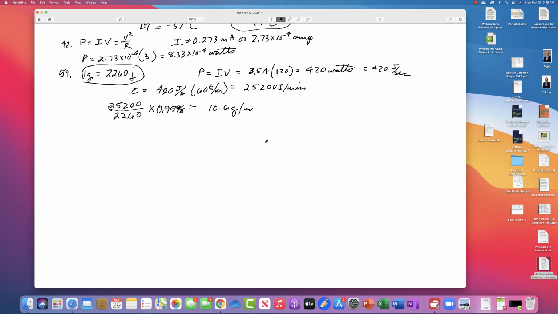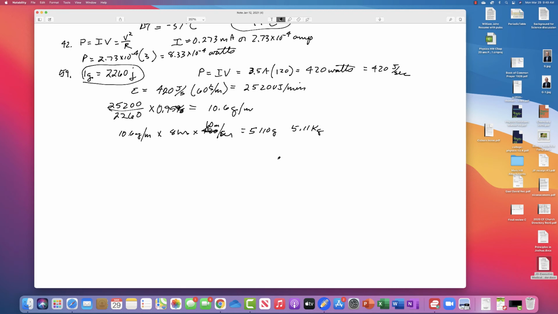Then it says if you do that for 8 hours, so 10.6 grams per minute times 8 hours, and an hour is 60 minutes, so that's 480 minutes times 10.6. That's going to give you approximately 5,110 grams of water, or 5.11 kilograms of water for an 8-hour evening.